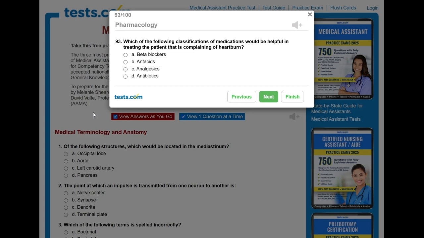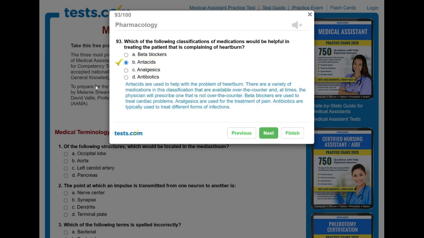Question 93. Which of the following classifications of medicine would be helpful in treating the patient that is complaining of heartburn? A. Beta blockers, B. Antacids, C. Analgesics, D. Antibiotics.